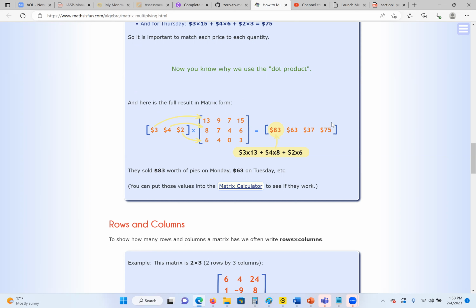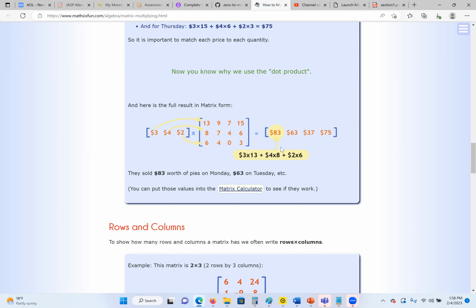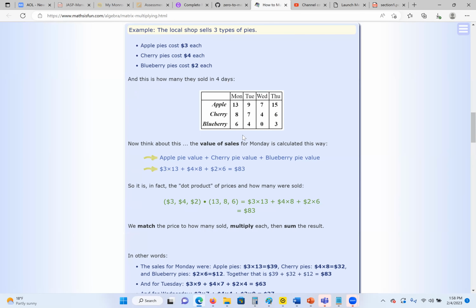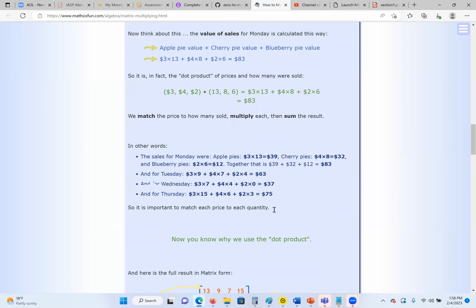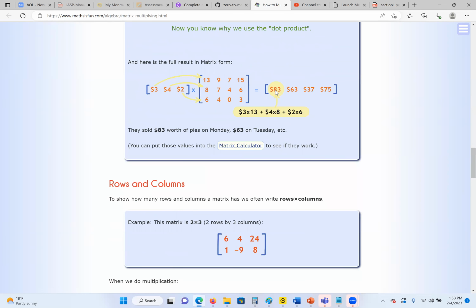So this is the solution we are going to get from this matrix multiplication. So the year they said that they sold $83. Again, this is an application problem. We can see that the column represents the days and the number of quantities we have for each product. And then we have the price for each product here. So if we know the price for each product and the quantity for each day, we can tell. So here, Monday is $83, Tuesday, the total was 63, etc.